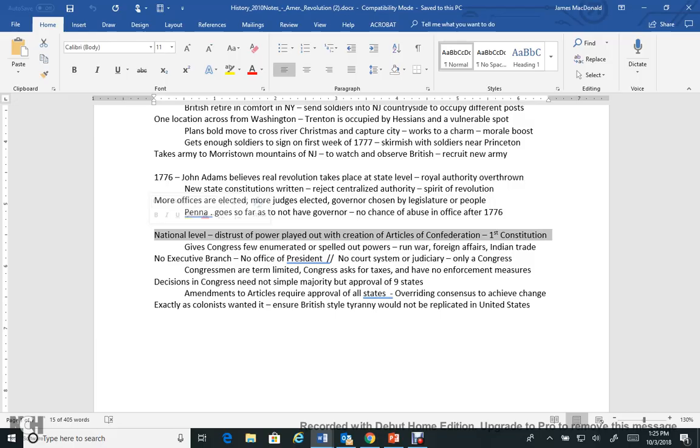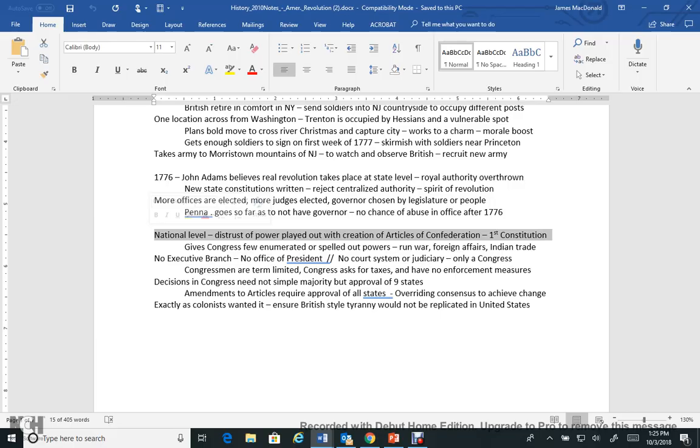It creates one branch of government, the Congress. There is no executive branch, what we call the president. Sometimes you'll hear references to the president. They mean the president of Congress. And they don't have any extra power than any other congressman. So there is no office of president. There is no judiciary or court system.